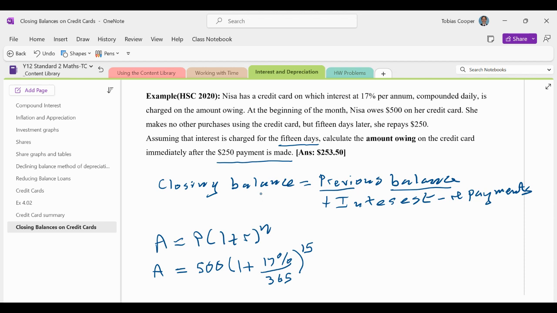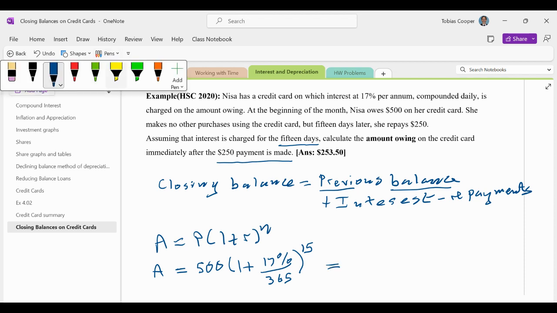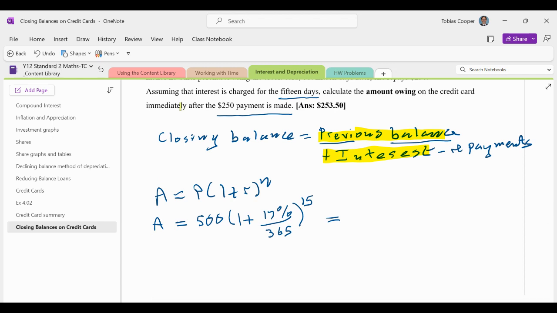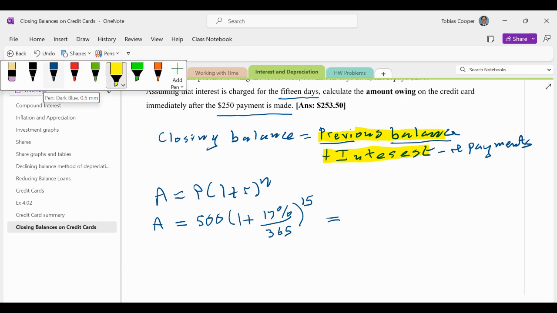Now, the important thing to remember about the compound interest formula is when you put it in, the interest is actually included in the calculation. Okay, so in this case, the interest plus the previous balance is going to be included in this calculation here. So let's work that out.